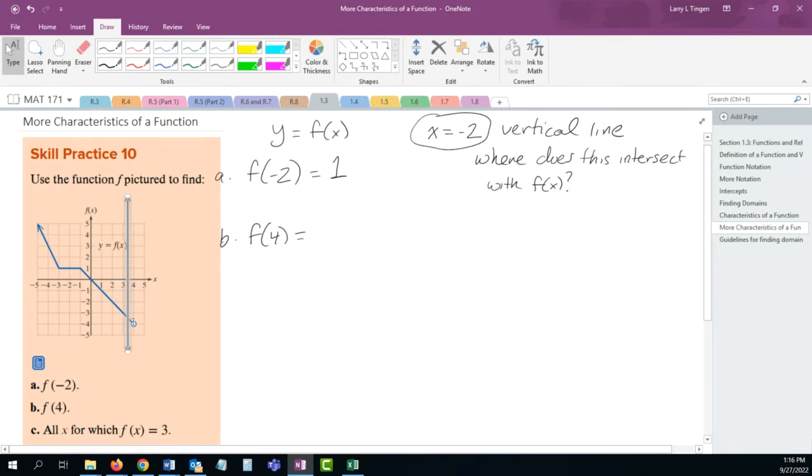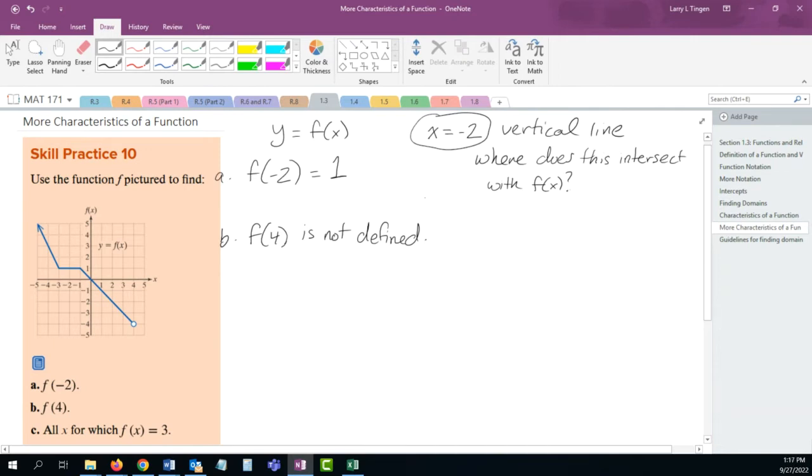Well, when x is 4, if I go straight down following that line, I hit an open circle. An open circle means that endpoint is not included, right? So that means f at 4 is not defined. And why is it not defined? Because no matter where I go on that vertical line, x equals 4, I never hit the function.